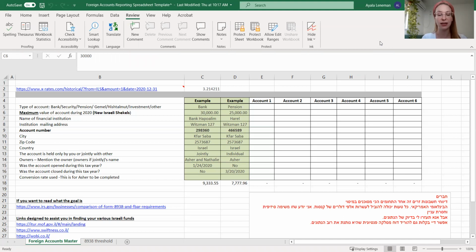Within each account that you have, the value that you want to look into is the highest that was reached during the tax year. For pension accounts and Gemel accounts, for example, this is relatively easy because you can just take your year-end statement, and unless you had any withdrawals, the highest value should have happened on December 31st. For bank accounts, this is more difficult because you constantly have income and withdrawing money. So you need to take a look at every day, each transaction that occurred throughout the tax year from January 1st to December 31st, and find the day that you had the highest amount of money in your bank account.